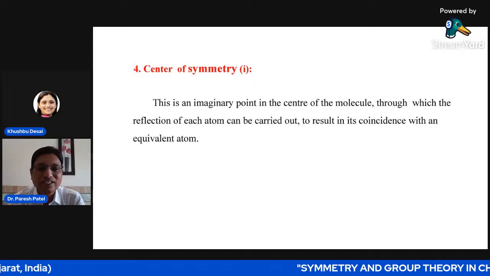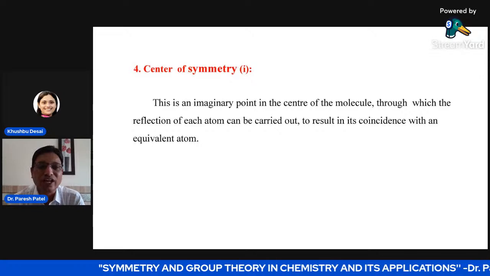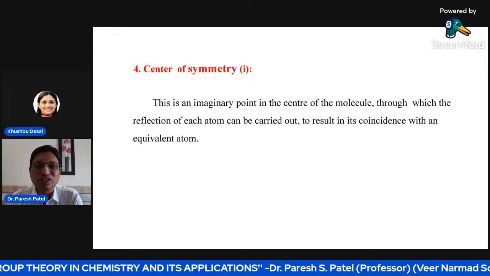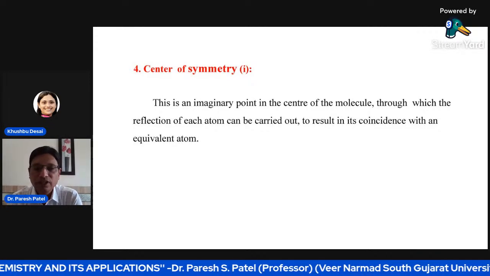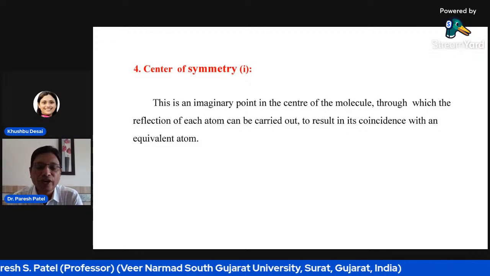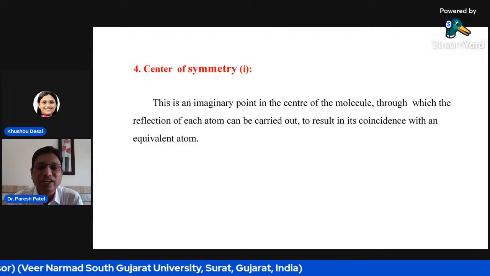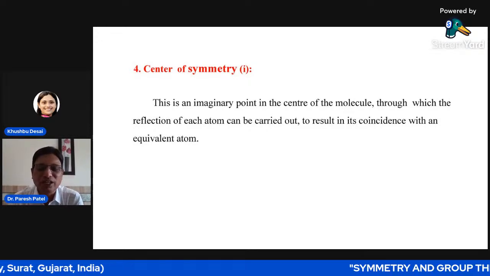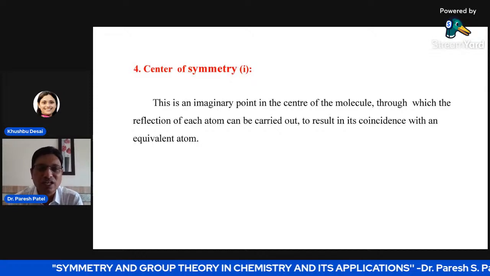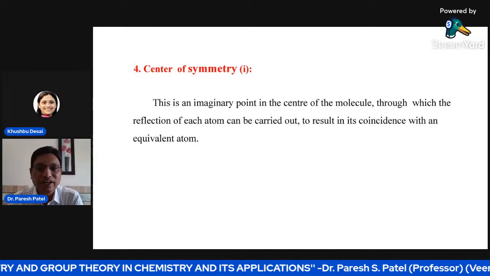This is an imaginary point in the center of the molecule through which the reflection of each atom can be carried out to result in its coincidence with the equivalent atom. In the case of center of symmetry, we have to imagine a point, and with the help of this point we can invert each atom of the molecule. So this type of symmetry can be recognized as center of symmetry. Next one, please.